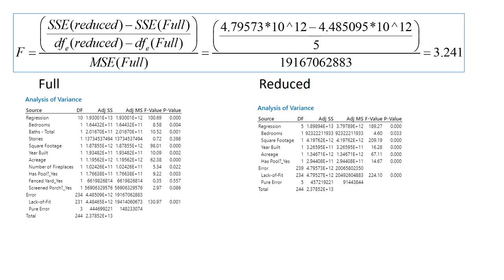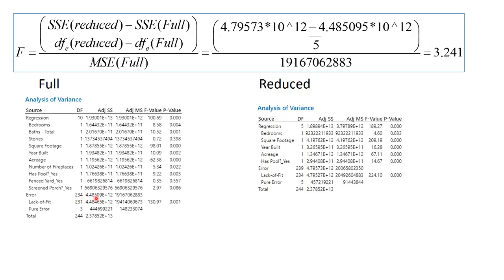Here I did the regression and copied the full analysis of variance. You can see all of those predictors, and then the reduced. I found the sum of squared error for the reduced, and this is it right here, 4.79. Remember, this e to the 12th just means times 10 to the 12th. And subtract that from 4.8.